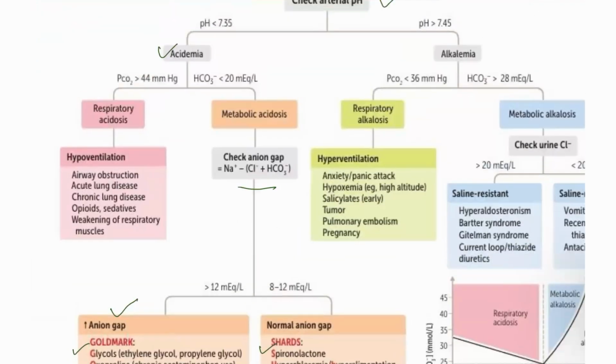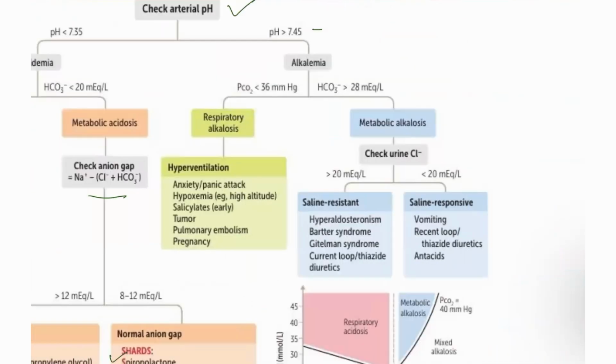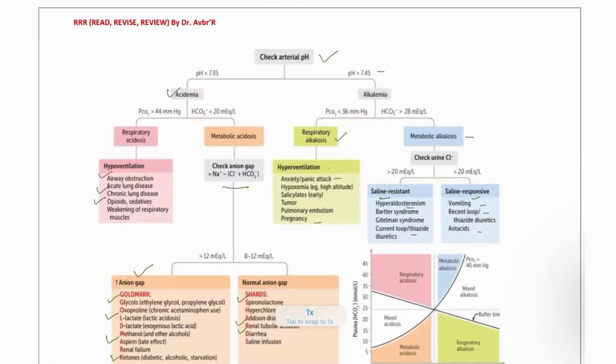Next, if it is respiratory acidosis: airway obstruction, chronic lung disease, opioid poisoning. So again, respiratory distress. Next, if the pH is more than normal, then it is alkalemia: respiratory alkalosis from hyperventilation, panic attacks, or pregnancy. Next, metabolic alkalosis could be saline resistant or saline responsive: vomiting, diuretics, and antacids. And here also Gitelman syndrome and hyperaldosteronism. These are the examples and overview of our ABG diagnosis.